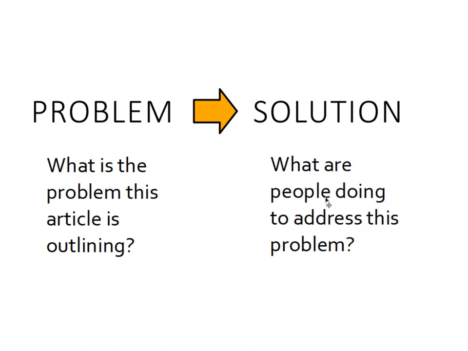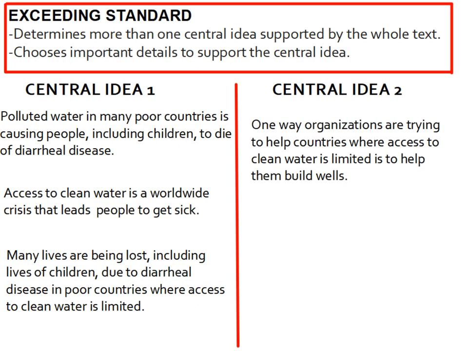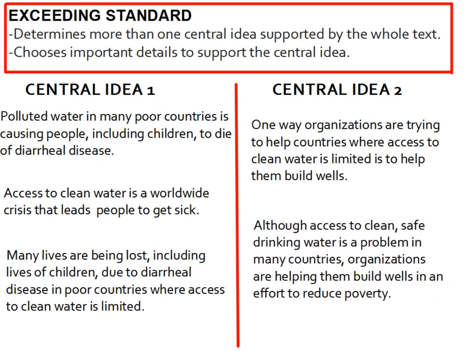The second central idea should deal with the solution. What are people doing to address this problem? In this case, central idea 2 should deal with the wells. One way organizations are trying to help countries where access to clean water is limited is to help them build wells. Another example of this is, although access to clean, safe drinking water is a problem in many countries, organizations are helping them build wells in an effort to reduce poverty. These are the two central ideas that are the most important ones. One is talking about the problem and one is talking about the solution.